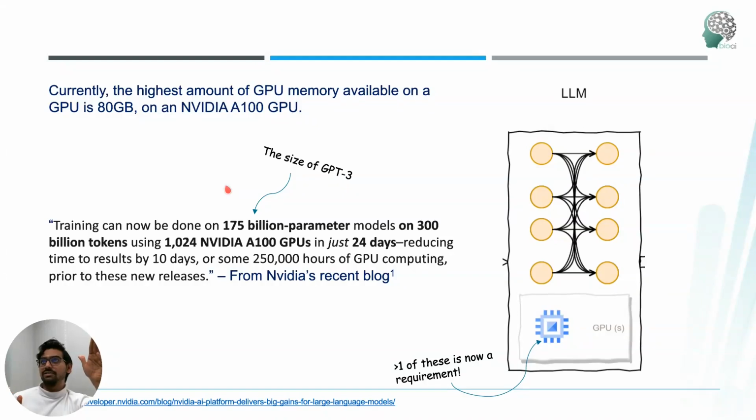175 billion parameters is actually the size of the GPT-3 model, and we need 1,000 of these high memory 80 gigabyte GPUs just to train it. So it's a bit wild. Whereas earlier you could have just used one GPU if you wanted, it would have taken longer, but you could have done that. You had that option. Now more than one of these GPUs is a requirement.